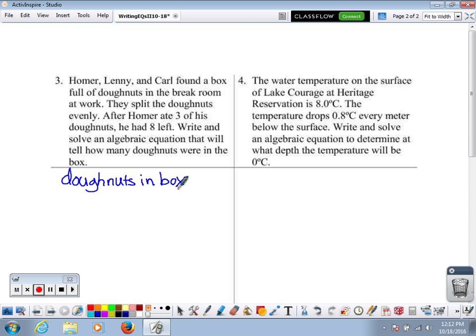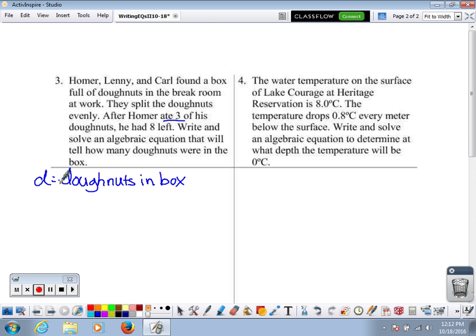Now, we get to pick whatever variable we want. So, what do you want to use this time? We're looking for how many donuts in the box. You get to pick whatever variable you want. What we're doing right now is picking a letter, or picking a variable. Sure. D for donuts in the box.